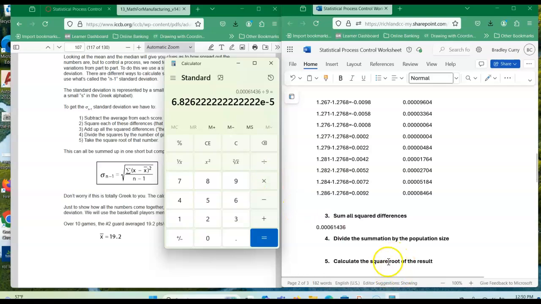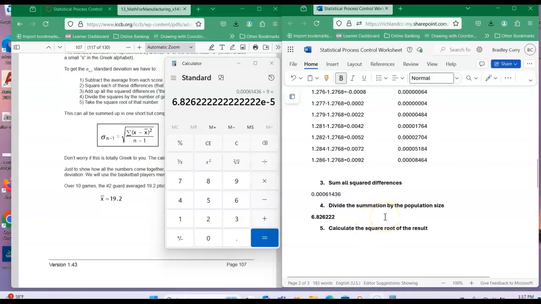Now, here we're getting this scientific calculator out as far as this, and we're getting a value here of 6.826222, and it says e to the minus 5. So what does that really mean? Well, if you really sit there and think about that, if we go e to the minus 5, our standard deviation is going to kind of move back from one of those decimal points.